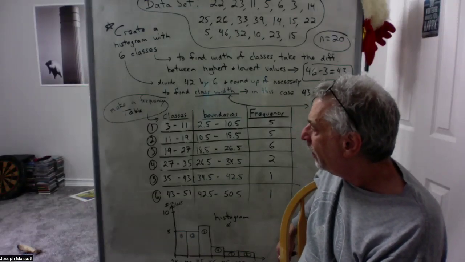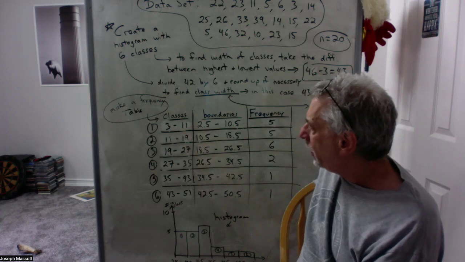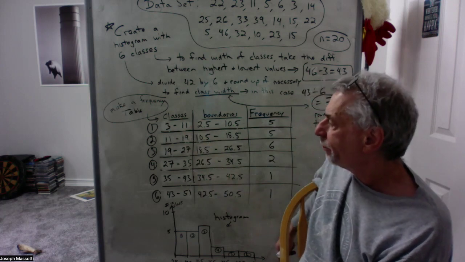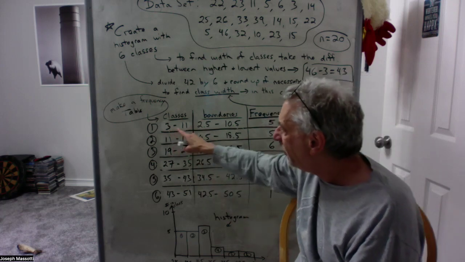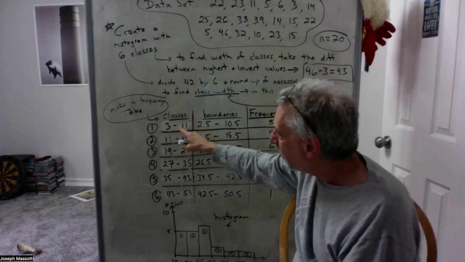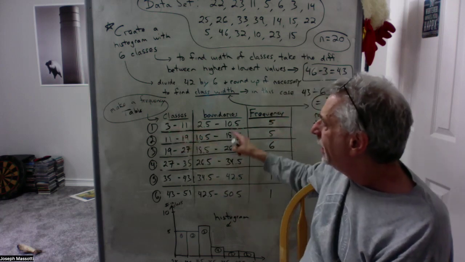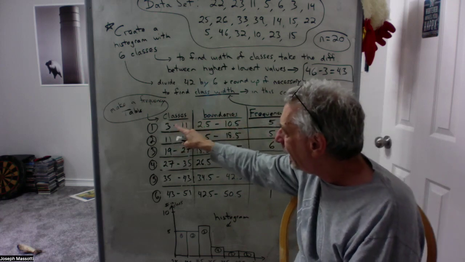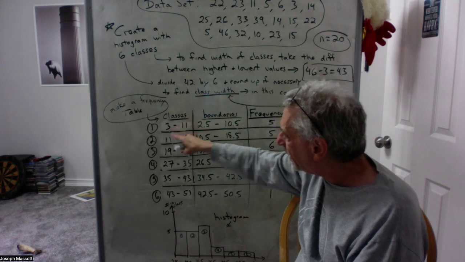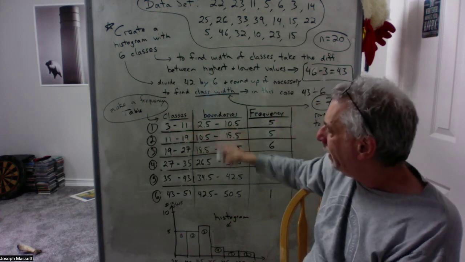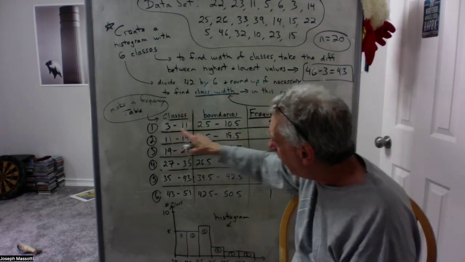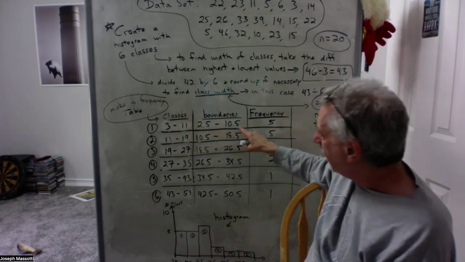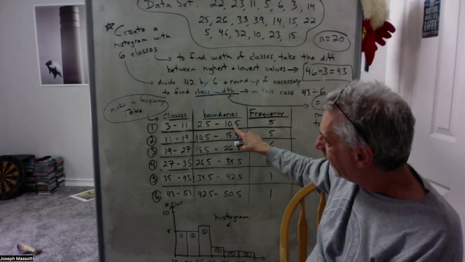Now, in order to avoid any confusion about where 11 is going to go, we subtract 1/2 from each of the upper and lower boundaries for each class to get the boundaries. Okay, so we subtract 1/2 from the class limits to get the class boundaries. So we subtract 1/2 from 3. We subtract 1/2 from 11 to get 10.5.